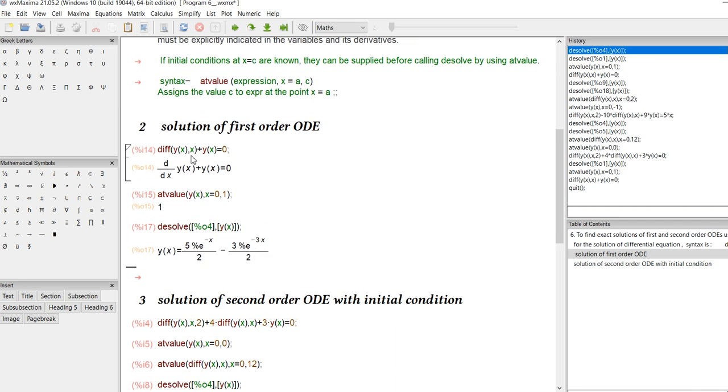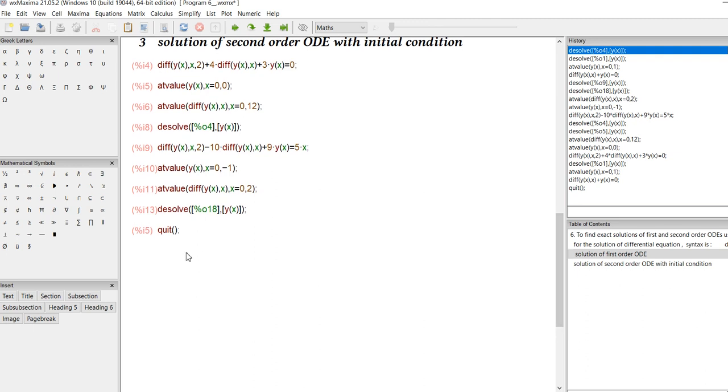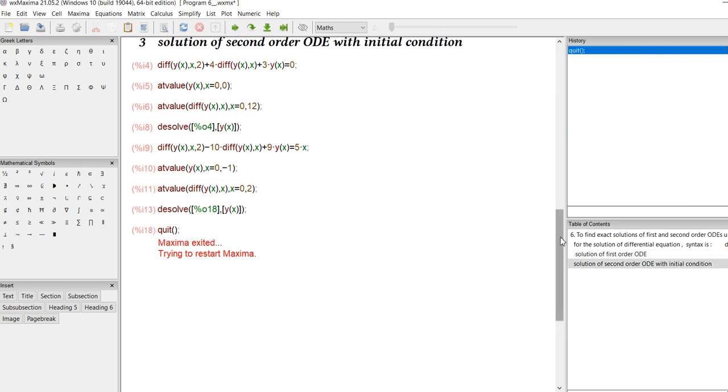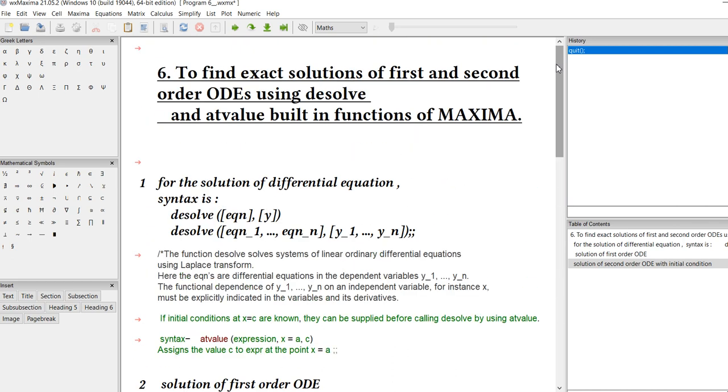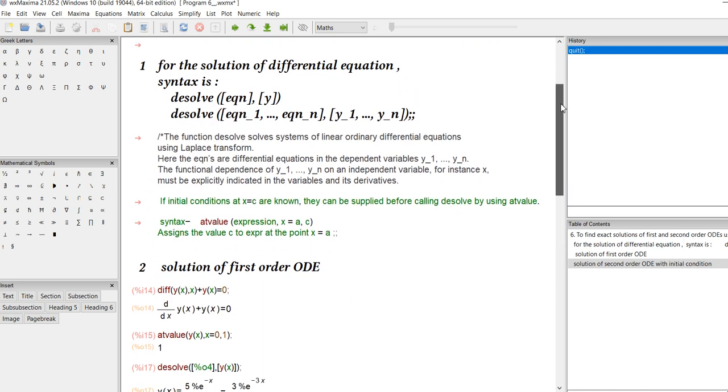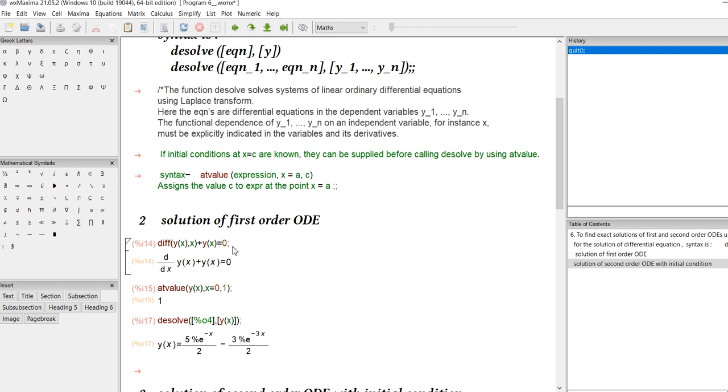I want to find the solution of this differential equation. First I will quit it and start it again. So I will write the quit command first and run my command again, so that I will enter this line. This should be input value 1. So look here, this is input I1 and I enter here the differential equation dy by dx plus y of x is equal to 0.